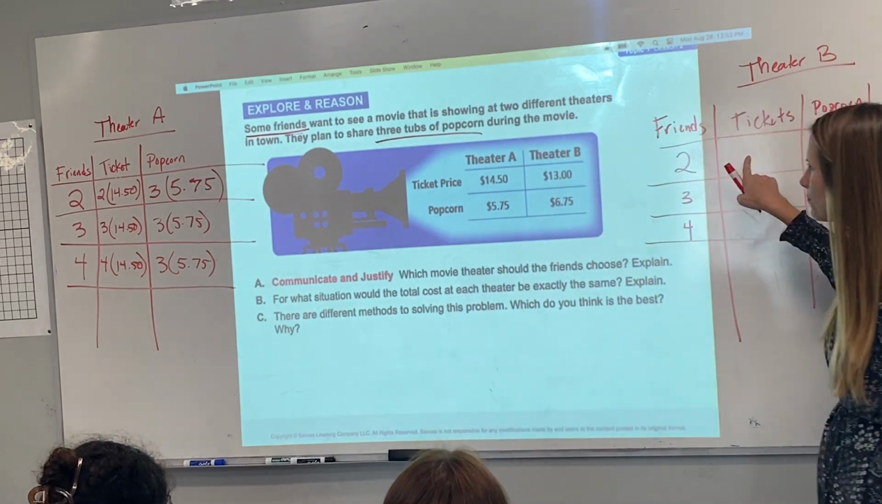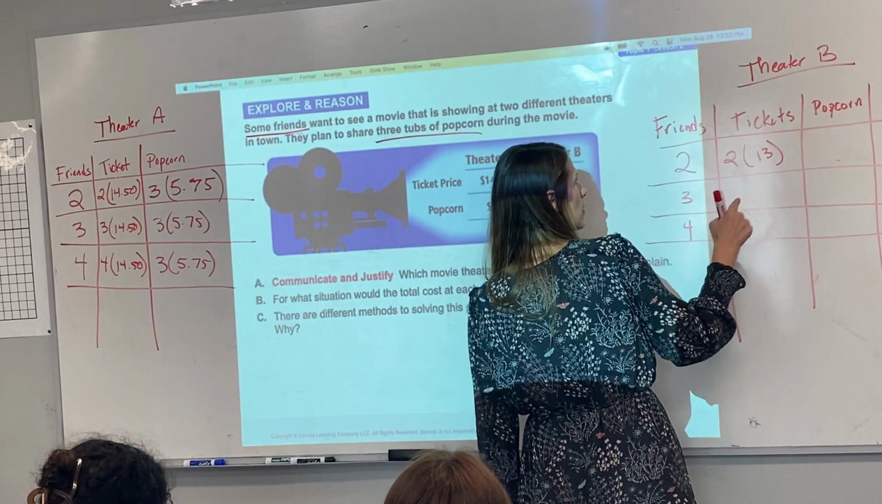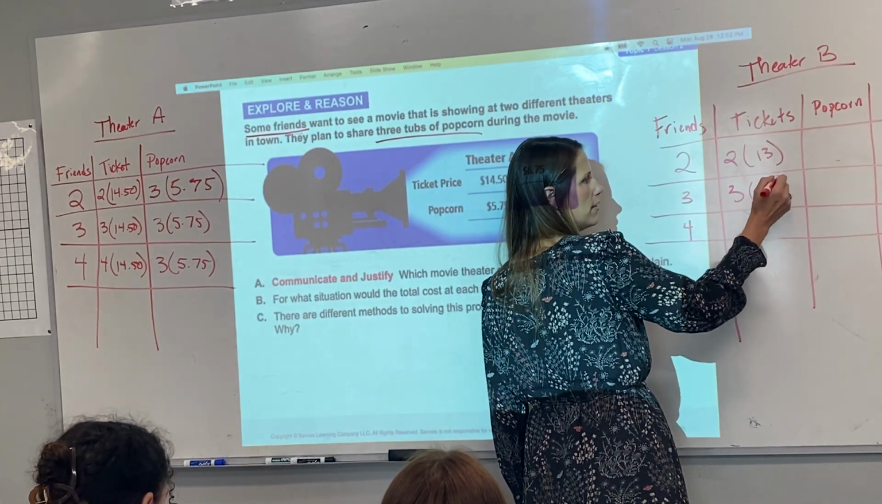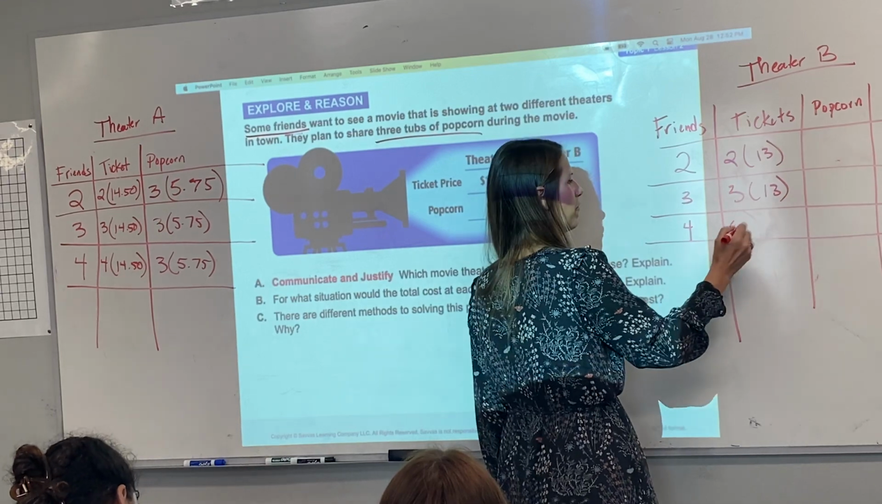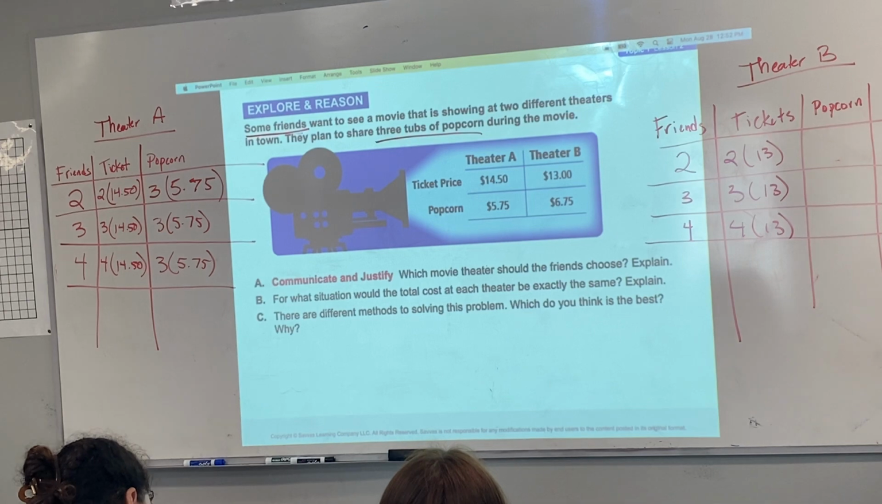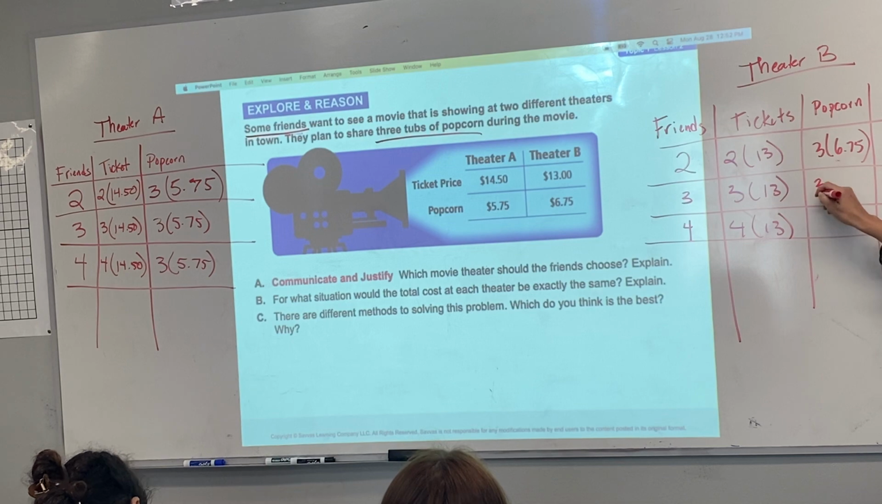Theater B, 2 times 13. I meant 3 times 13, good. And then 4 times 13. What about popcorn? 3 times $6.75, because the popcorn's more expensive at theater B, but the tickets are cheaper. Okay. Good. We're gonna keep going. Same thing, no matter how many friends go, right?